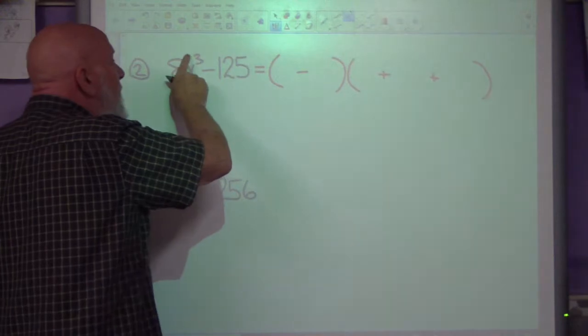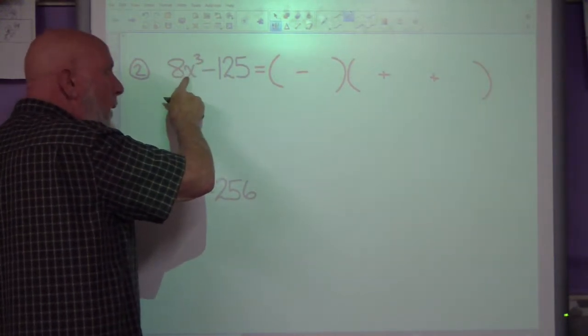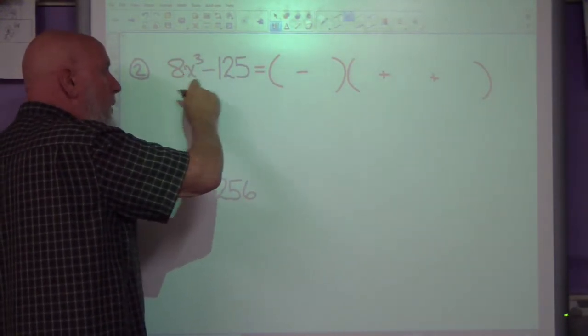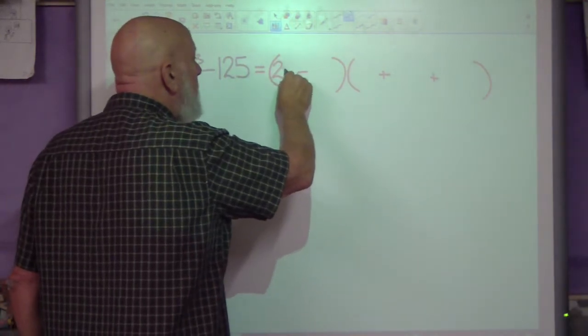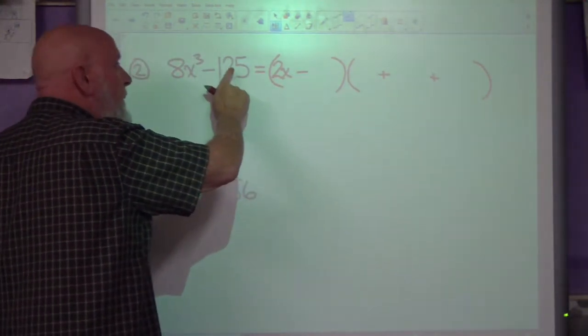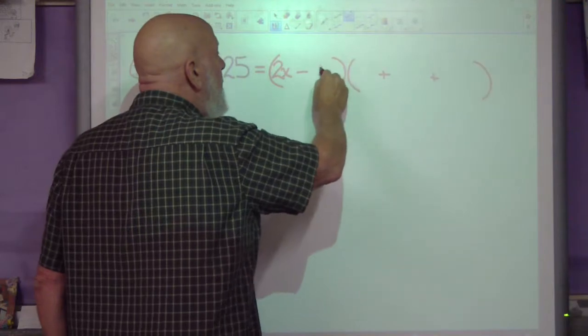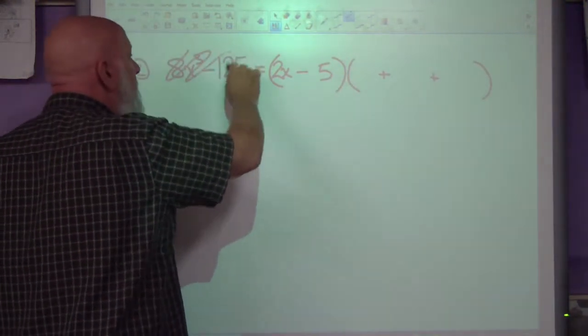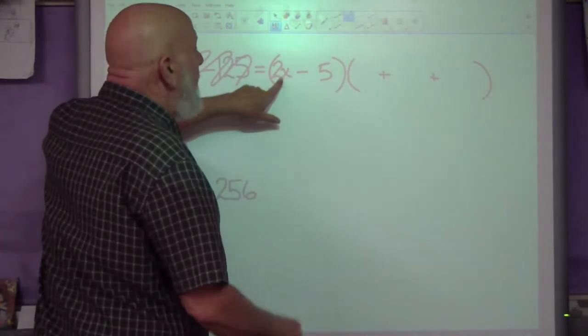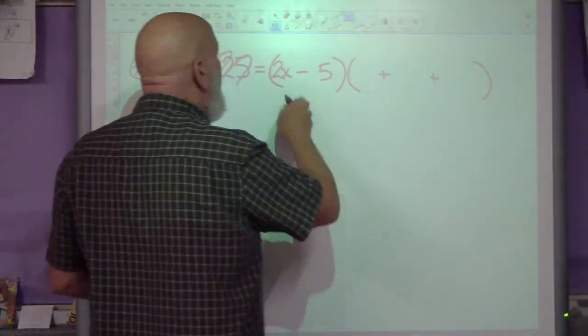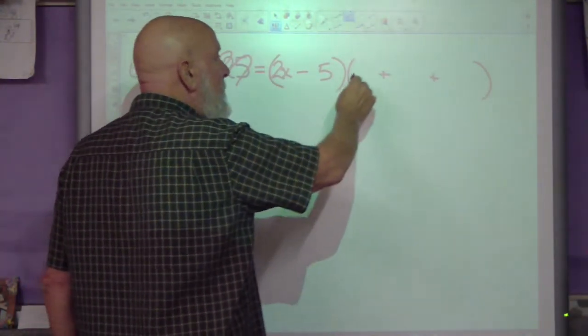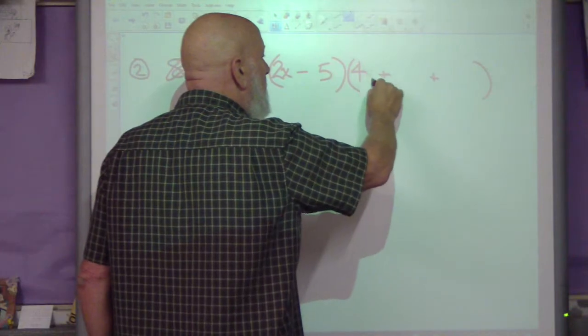This blank is the cube root of this one. Well, this is 2x times 2x times 2x. So 2x. This is 5 times 5 times 5. So 5. Then we're done with this. We're just going to fill in these blanks in the following manner. We're going to square this one. 2x times 2x is 4x squared.